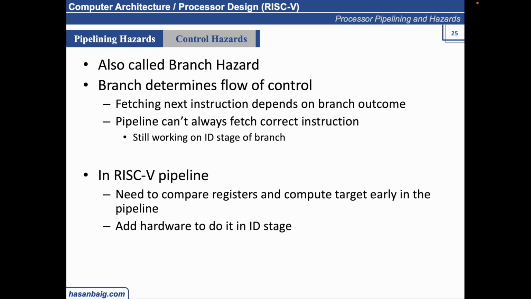It depends on the branch condition. If it is satisfied, then we have to fetch the branch target instruction. If it is not satisfied, then we can fetch the next instruction, which is written in order. So we need to compare registers and compute the target early in the pipeline, rather than waiting for the branch instruction to reach the execution phase and then deciding which instruction to execute. This means we need to add additional hardware to do it in the instruction decode stage.